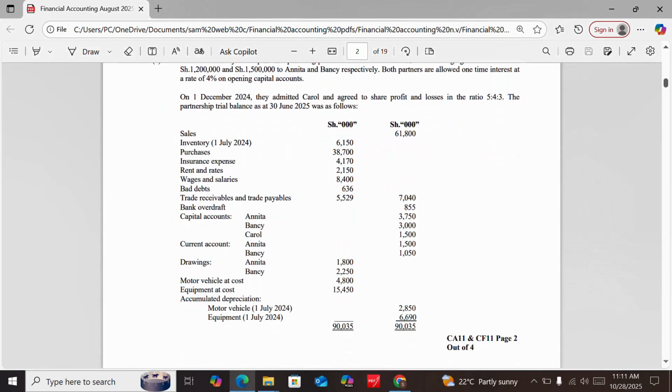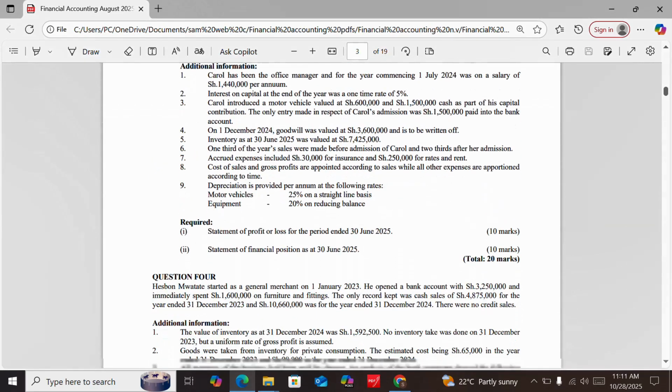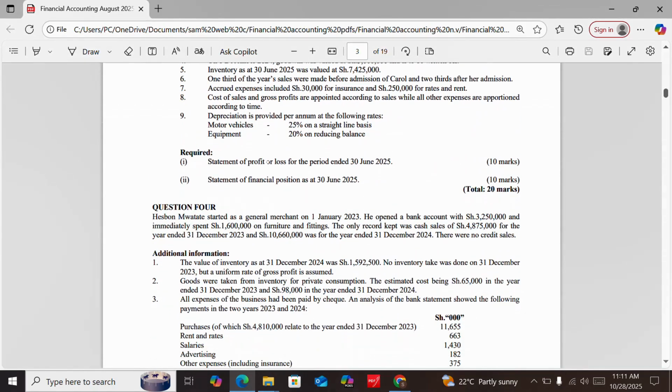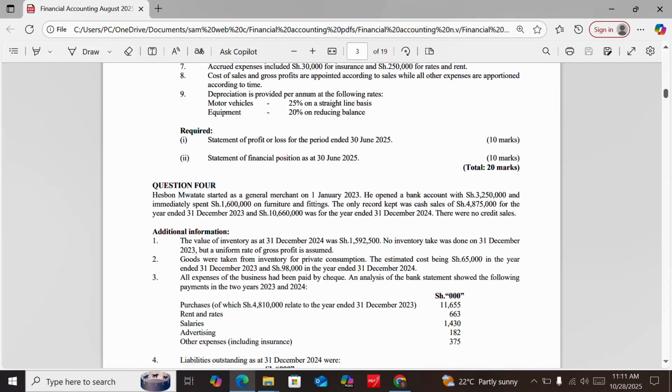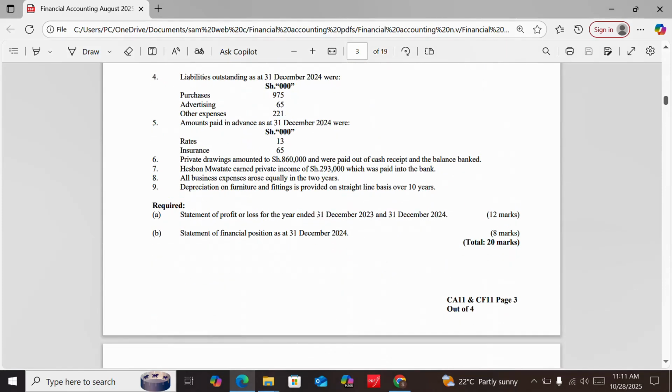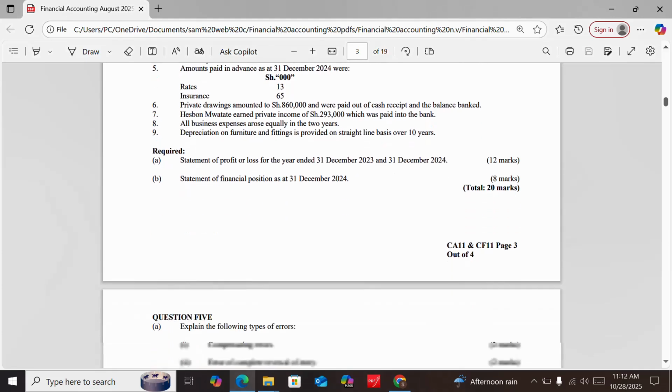Question 3. This is a question on partnership. Required statement of profit or loss for the period ended 30th June 2025 and statement of financial position as at 30th June 2025. Question 4. Required statement of profit or loss for the year ended 31st December 2025 and 31st December 2024, and then statement of financial position as at 31st December 2024.